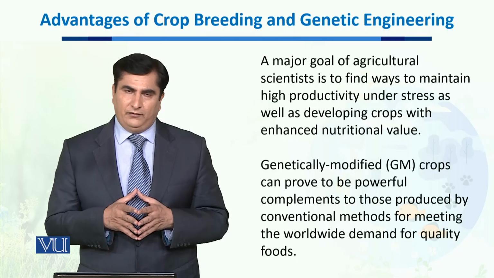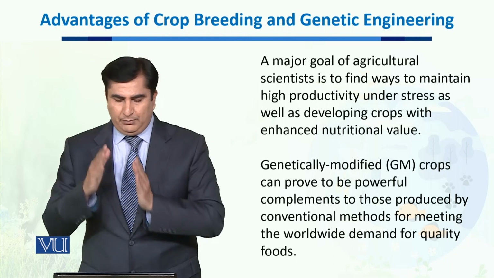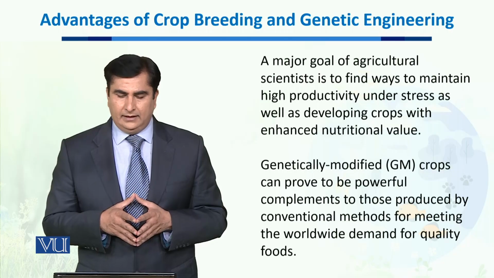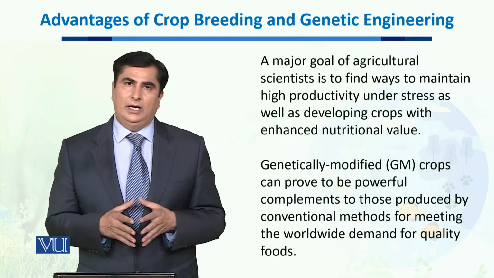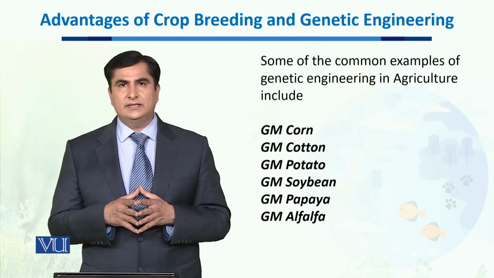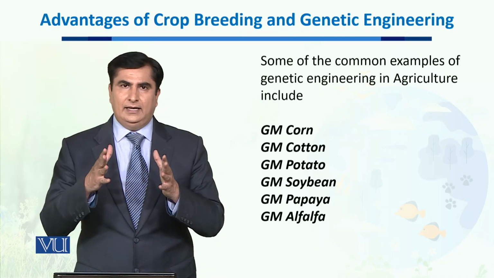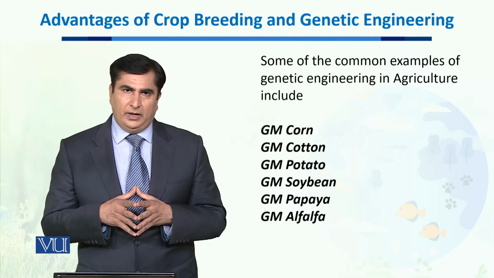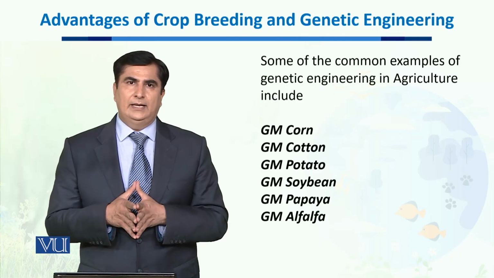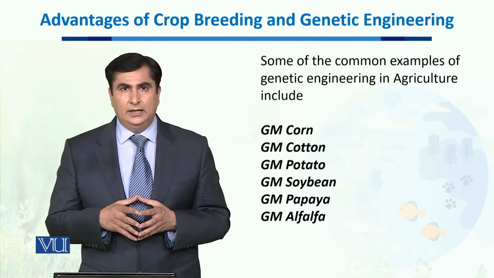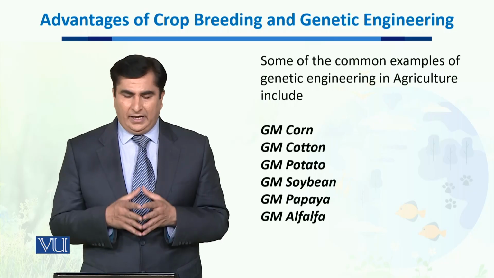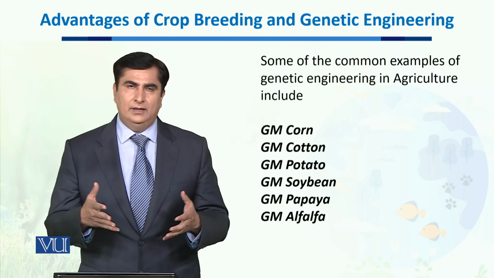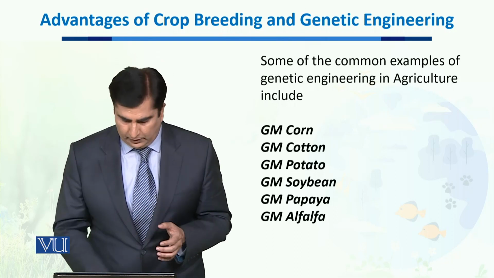Now, these genetically modified crops can prove a very powerful complement to those produced by conventional methods for meeting worldwide demand for quality foods. Some common examples of genetically modified foods which are being practiced in different parts of the world include genetically modified corn, cotton, potato, soya bean, papaya, and alfalfa, among many others. So they have been grown very successfully in different parts of the world.